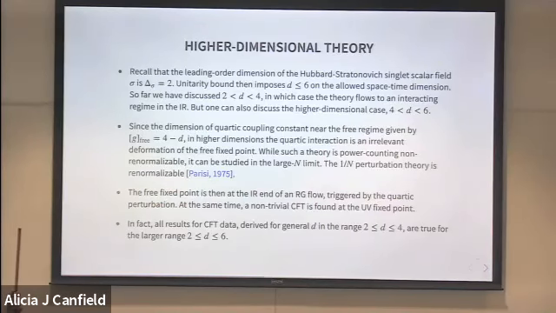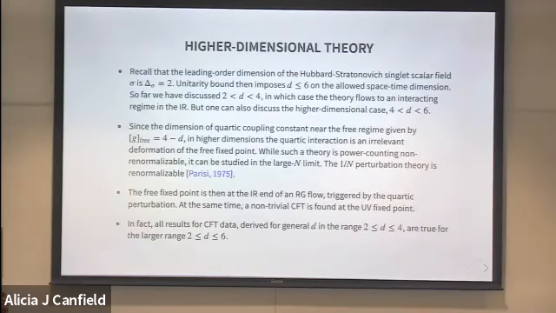It would have an issue at D larger than 4 because that's where phi to the 4 is non-renormalizable, is an irrelevant operator. But if you do expansion in 1/n, then it's renormalizable. So you are saying that the higher dimension operator for D larger than 4 contains 1/n suppression? Absolutely.